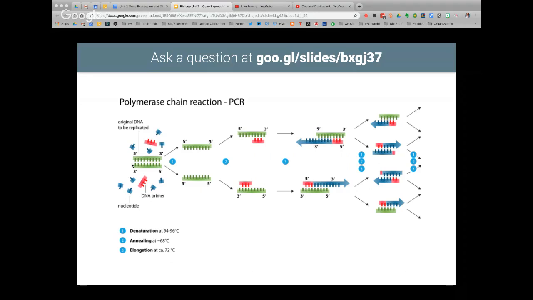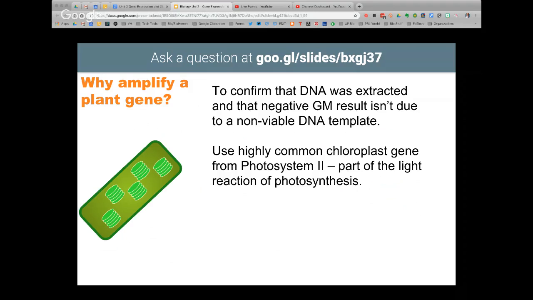Good question. So what were we doing in the lab? Well, we were looking to find a GMO gene, but we also had to make sure that our PCR worked, that we actually got DNA from our sample. So we also did a separate PCR reaction looking for a plant gene that we would assume all plants have. So we amplified the plant gene to confirm that we extracted DNA from our samples, that we didn't get a negative result because our PCR didn't work. We got a negative result because the plant wasn't a GMO. So we used a highly common chloroplast gene found in almost all plants just to make sure that we actually successfully extracted DNA from our plants.